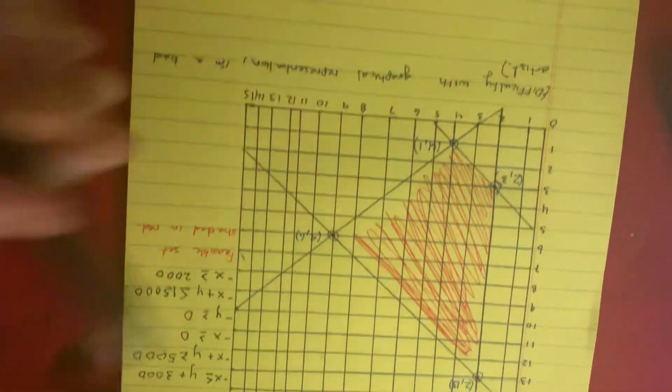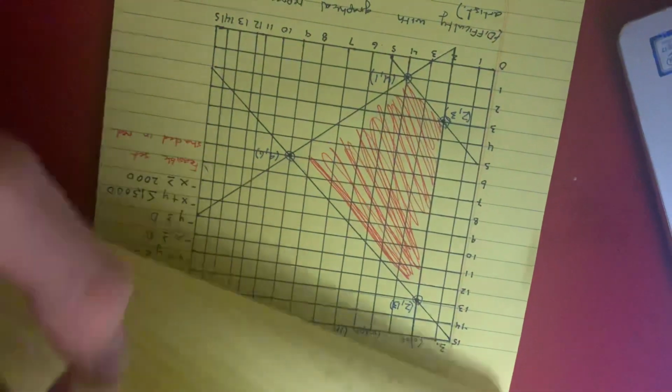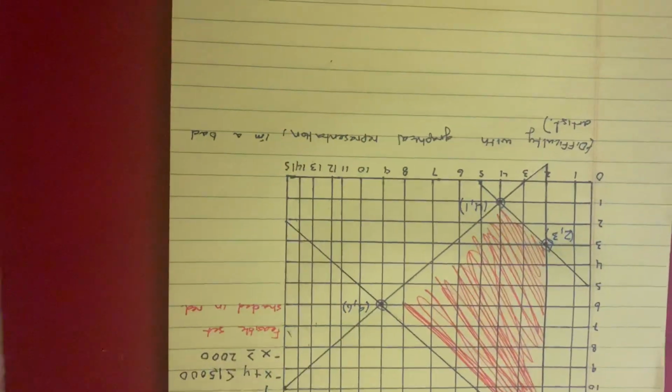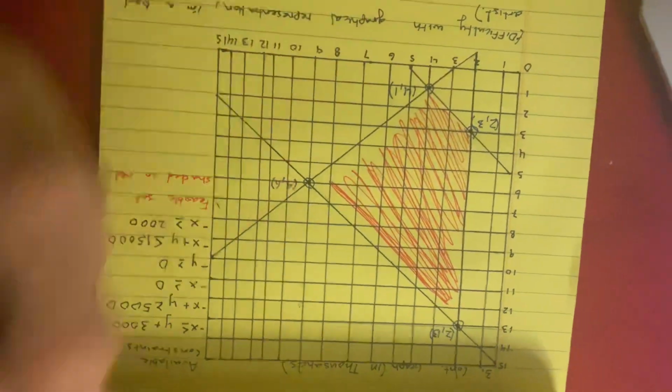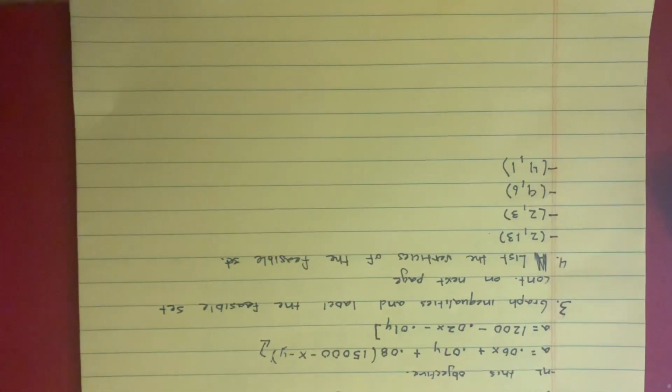Then our last question, and I do apologize: the feasible set here is shaded in red and the vertices are all labeled on the graph. In order to answer that last problem, the vertices are labeled here as (2, 13), (2, 3), (9, 6), and (4, 1). Thank you again. This is my submission for the second direct engagement.